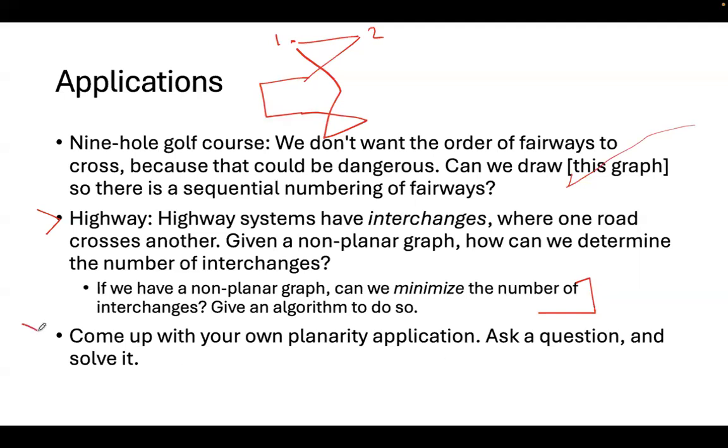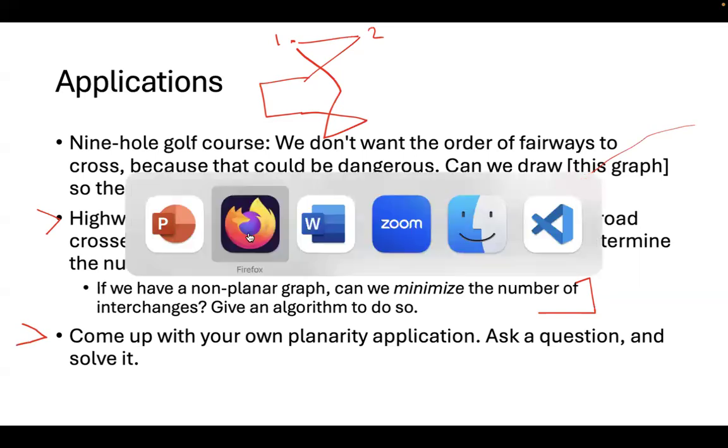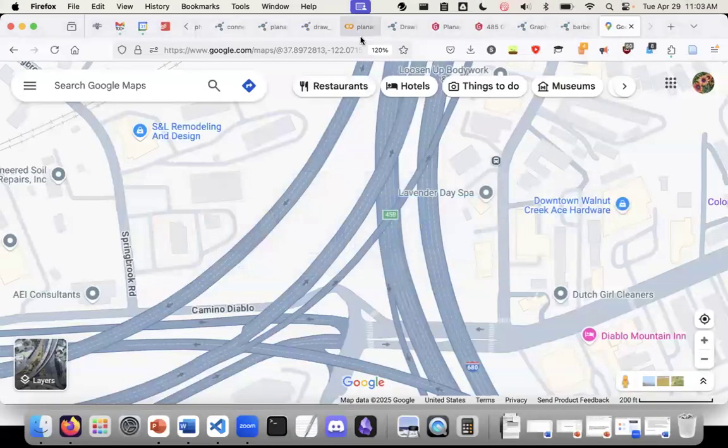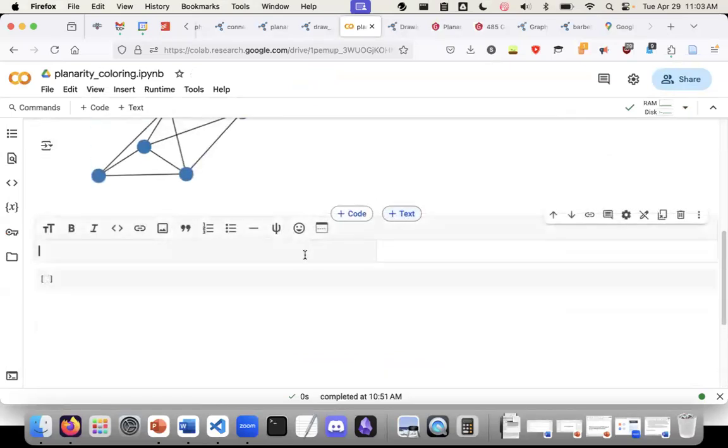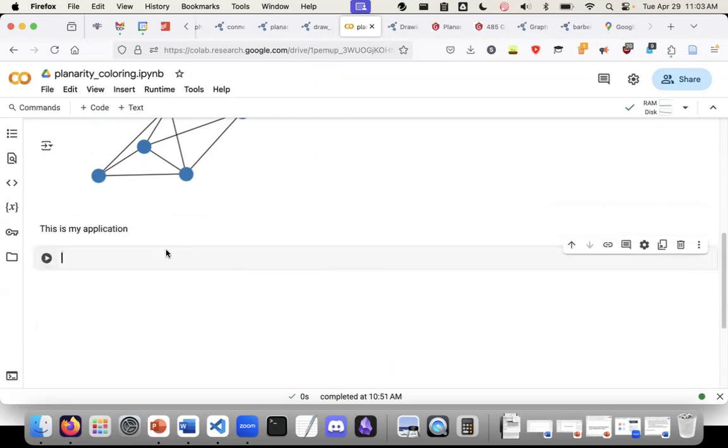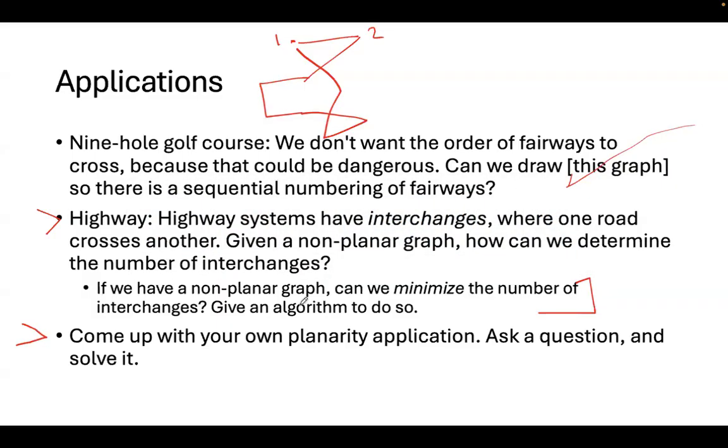And then the third aspect is, so I've given you the golf course and the highways. So come up with your own application. And so write it in the text cell, this is my application. And then come up with some graph and solve it. Sounds good?